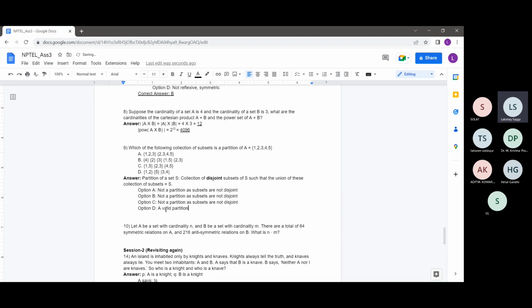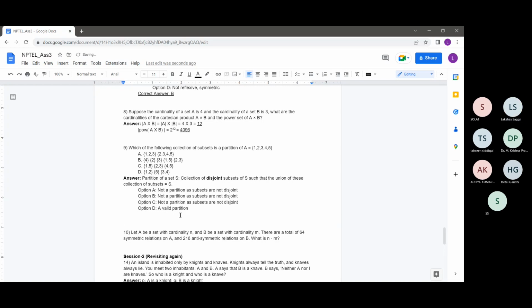Note that there can be many partitions of a set. So this is not the only partition. Another partition can be 1 and then 2 comma 5 and then 3 comma 4. So there can be a lot of partitions of a set. So just a fun question, try it yourself.